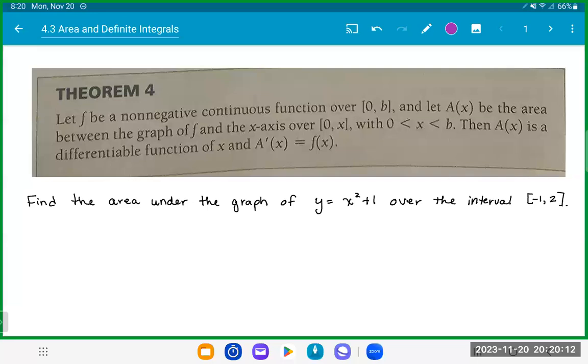Okay. So how do we do this? Let's walk through an example here. We want to find the area under the graph y equals x squared plus 1 over the interval -1 to 2, where -1 and 2 are included because we have the brackets there, okay? So first, we want to find any antiderivative.